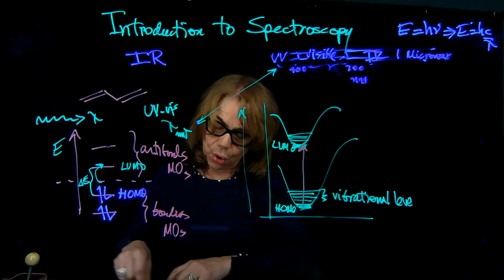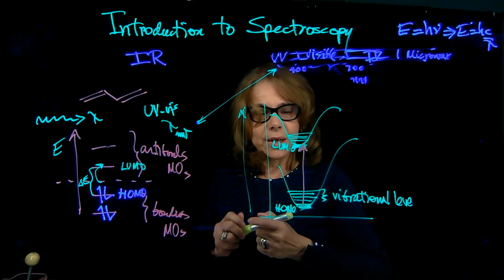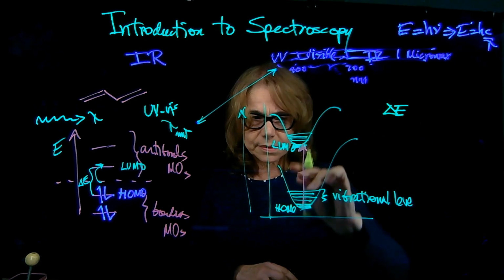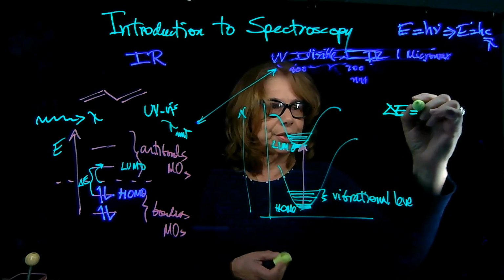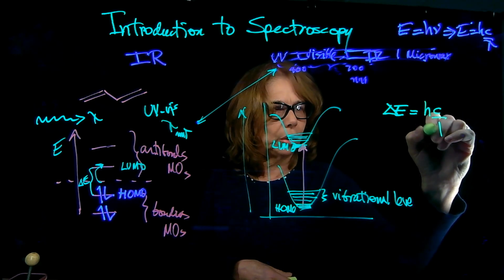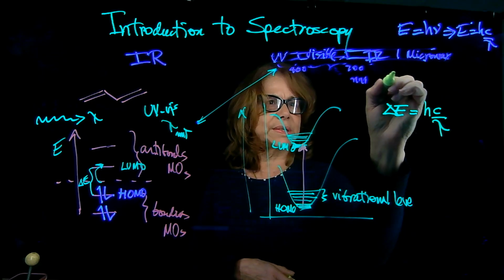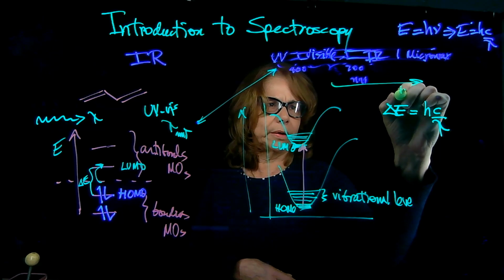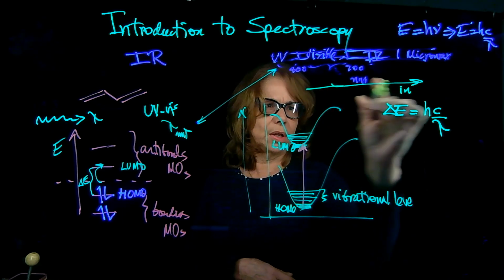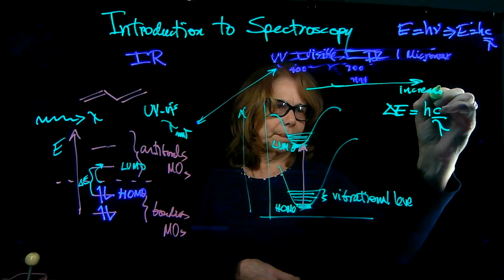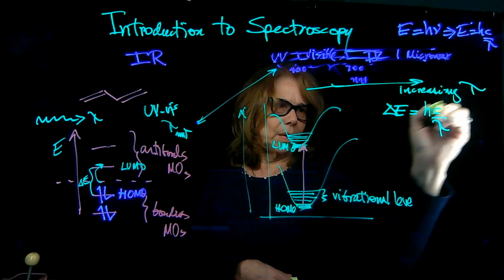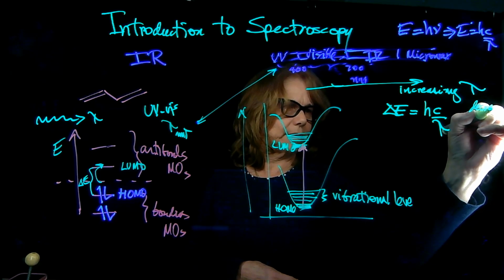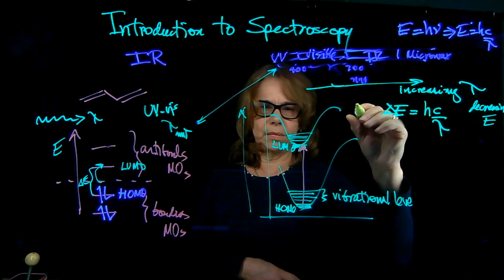Now when you do IR, you're just using these tiny gaps. Because these gaps are smaller, we need less energy, and that means longer wavelengths. So longer wavelengths are to the side. In the electromagnetic spectrum, from the visible here, you're increasing wavelength in this direction, and therefore decreasing energy in this direction, because of that relationship.